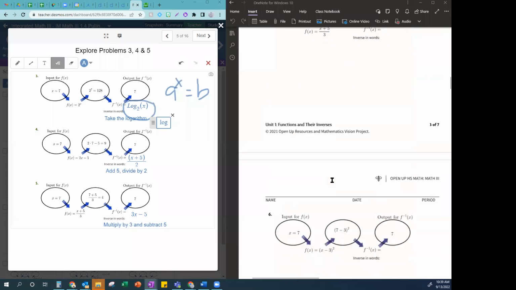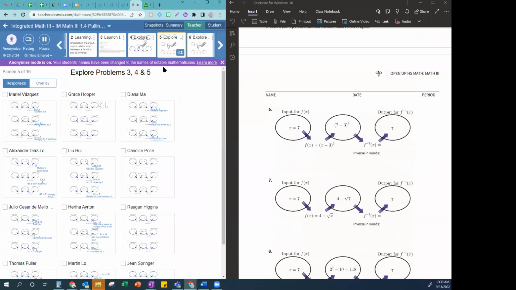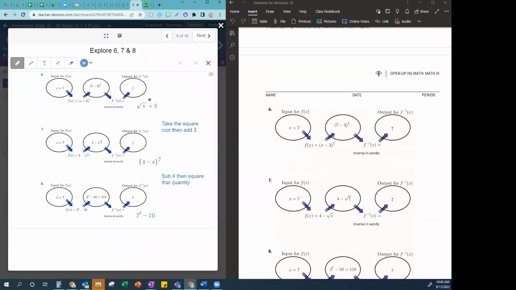So problem number 6. Problem number 6 is the next question. Looks like it's here. Yeah, this is the next question. It says, and I just picked someone random, find the inverse of this. So you start with 7. What happens with 7 is you subtract 3 and then you square it.